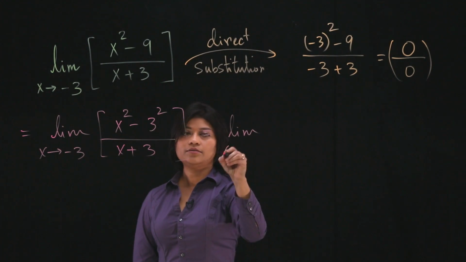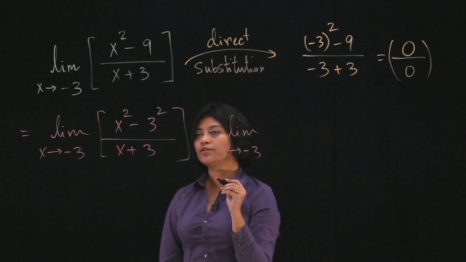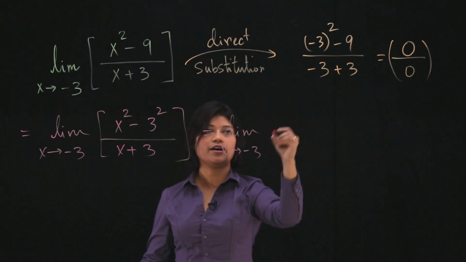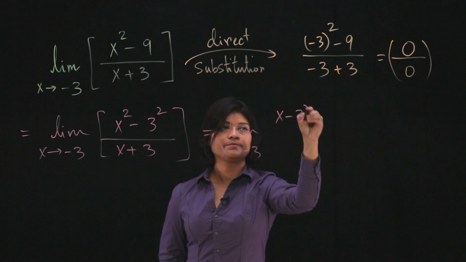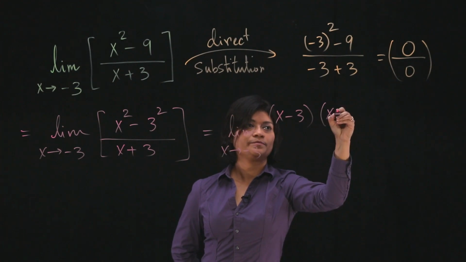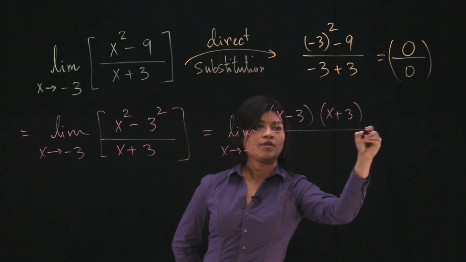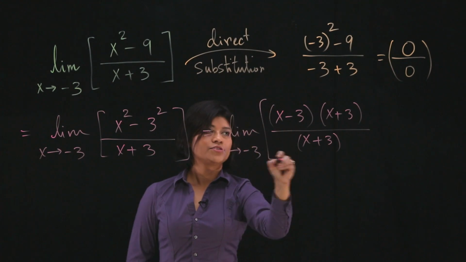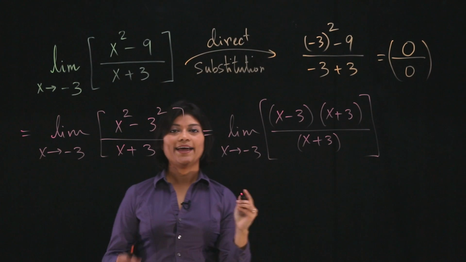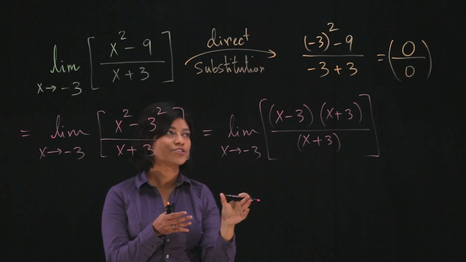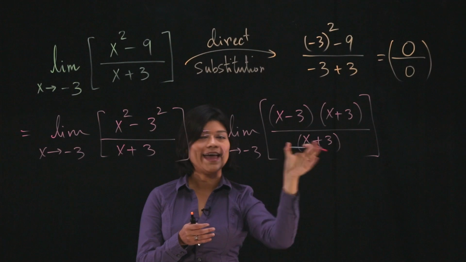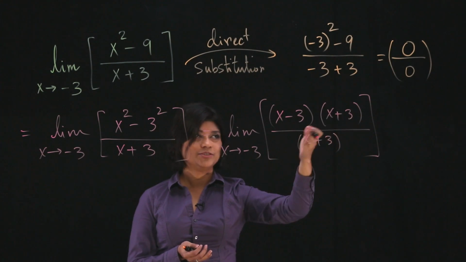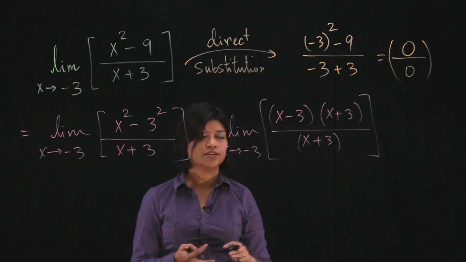You can factor the numerator. And what are the factors? So x squared minus 3 squared, the factors are (x minus 3) and (x plus 3). And you divide by (x plus 3). So note, we get the same factor x plus 3 in the numerator and in the denominator. And you obviously want to just cross it out, right? You want to cancel it.